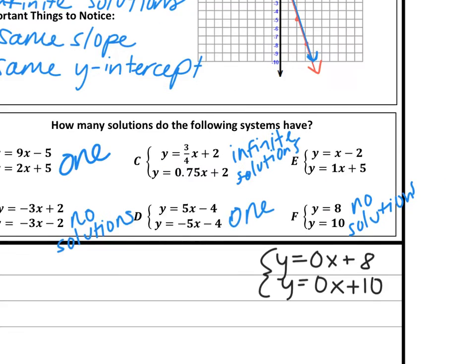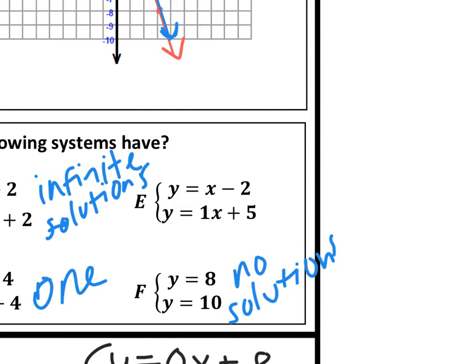Sorry, guys. E. Okay, one more thing because I forgot. What number is in front of x right here? 1. y equals 1x minus 2, y equals 1x plus 5. Think about what it would look like. What's the same? What's different? Slopes are the same. Y-intercepts are different. So what's it going to be, Sebastian?